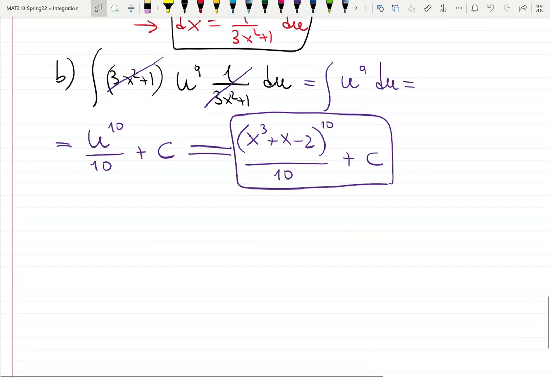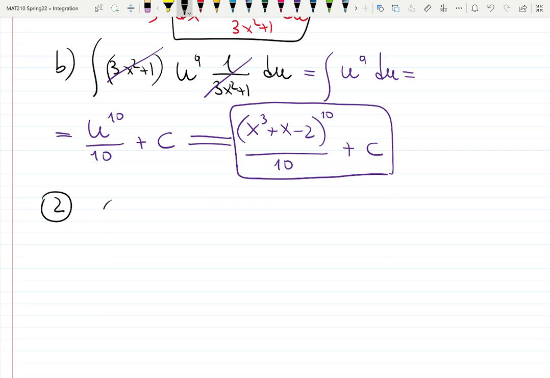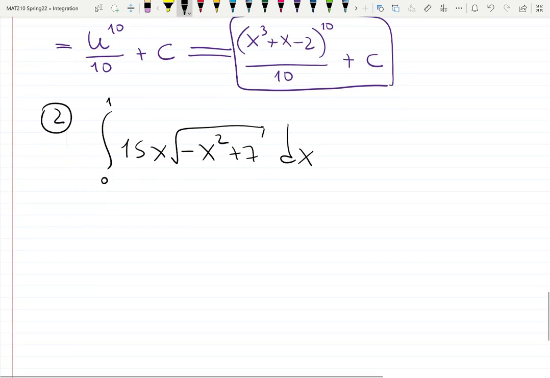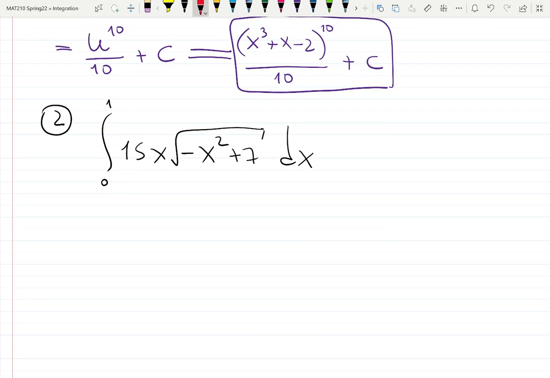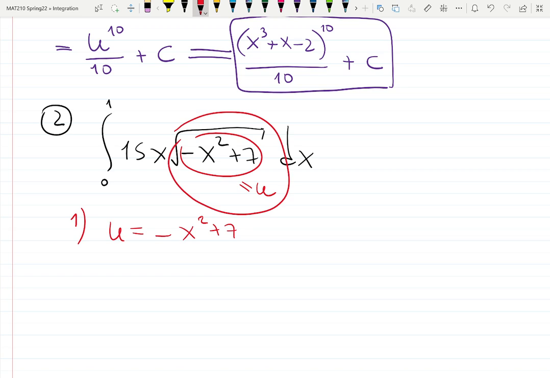For example, how about the square root stuff? Example 2. Integral from 0 to 1 of 15x square root of minus x squared plus 7 dx. Step 1, choose u. It's natural to have everything inside of the square root be u because we don't like dealing with square roots. So u is minus x squared plus 7. Why did I do it? Because I'm imagining this whole thing to be the square root of u, and I know how to integrate square root of u. We just practiced that.